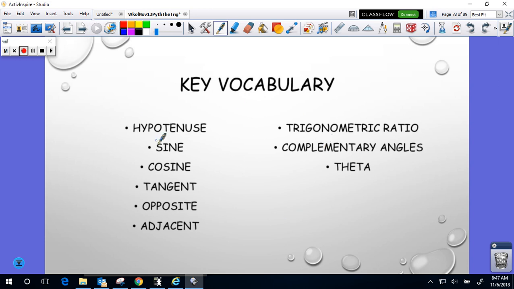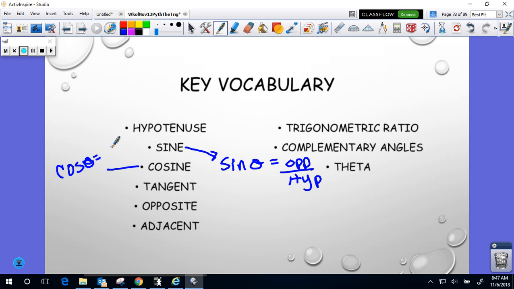I'm not going to go through vocabulary as heavy in this one, but I am going to go ahead and remind you of these trig ratios. Sine theta equals opposite over hypotenuse. Cosine theta equals adjacent over hypotenuse. And tan theta equals opposite over adjacent.